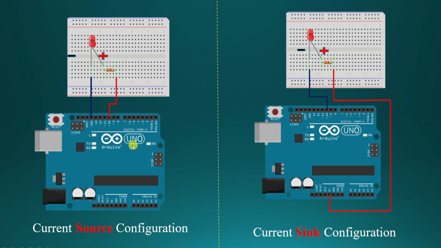To reduce that, or to be on the safer side, we can use the current sink configuration, where the supply voltage will be the main source for whatever current is required by all the LEDs. The Arduino will just provide the ground to the respective LED to turn that particular LED on or off. So the practical and better way to turn on the LED is the current sink configuration that we can prefer.